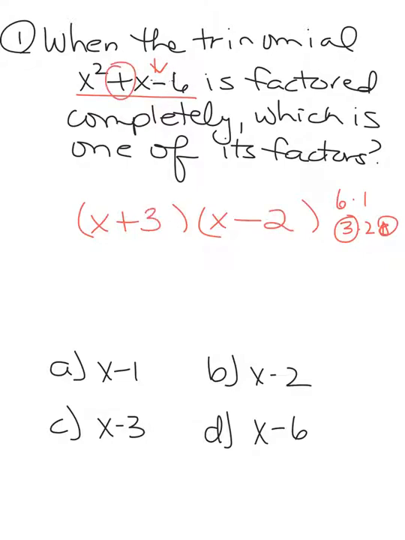Now if I wanted to double check my work, I could multiply these binomials using FOIL. In the end, remember, it's talking about which is one of its factors. So when I look at my answers, I don't see both factors, I just see one. So I realize that letter B is x minus 2, which is one of my factors.